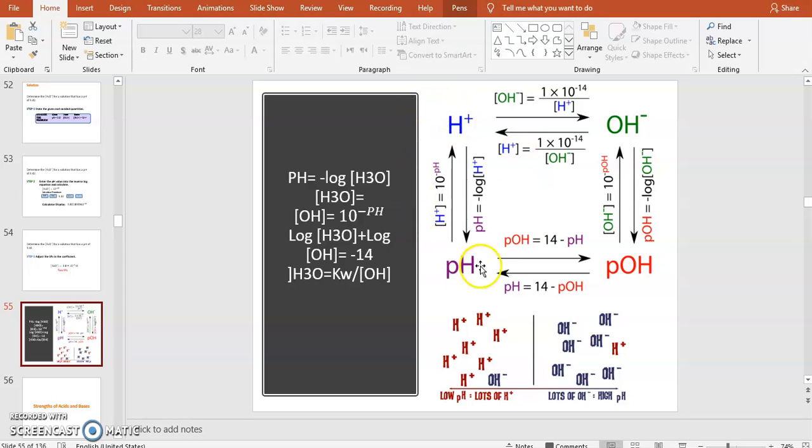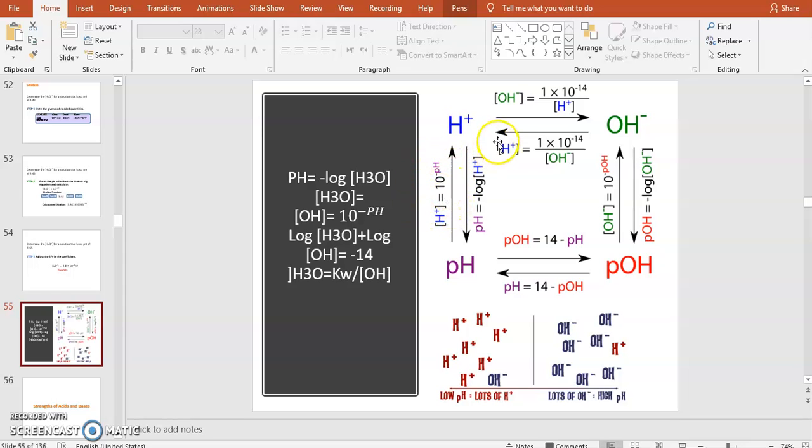So for example, let's keep it simple and try to do this part, finding the hydronium ion concentration and finding the pH. Whatever you need to find out is at the head of the arrow. So for example, if I gave you the pH of 3 and asked you what is the hydronium ion concentration, then you will be using this arrow, which means you will be using this equation, which we just did.